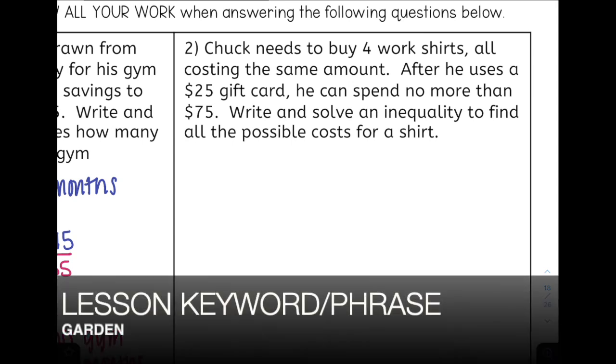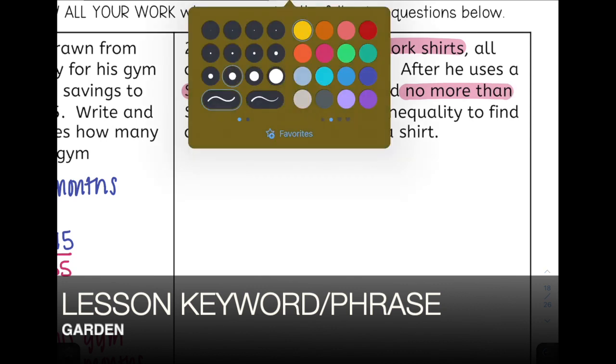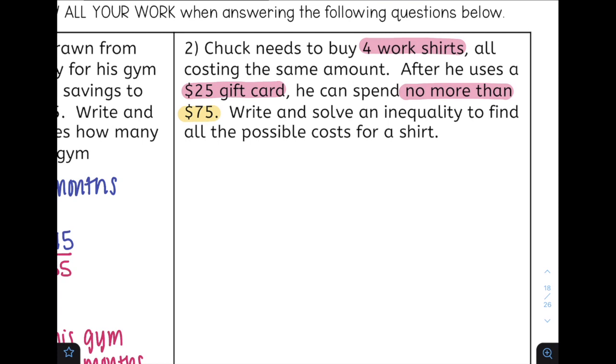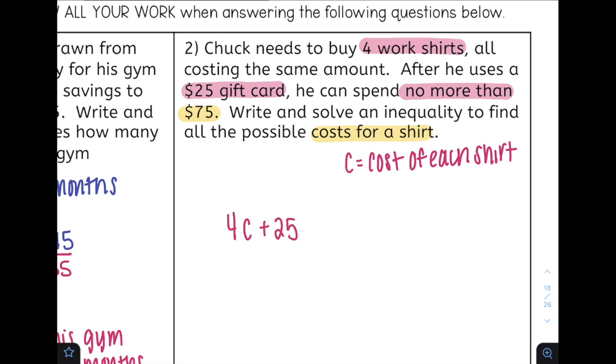Okay. So Chuck needs to buy 4 work shirts, all costing the same amount. After he uses a $25 gift card, he can spend no more than $75. Write and solve the inequality to find all the possible costs for a shirt. So C equals cost of each shirt, because I know Chuck is going to buy 4 work shirts. And then with a $25 gift card, he can spend no more than $75.